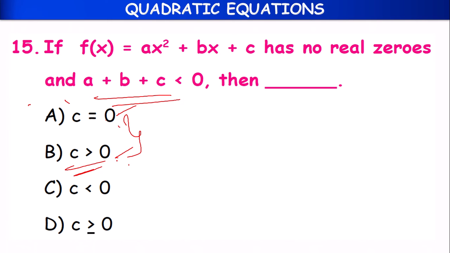As A and B options are wrong, equal to 0 wrong, greater than 0 wrong, greater than or equal to also will become wrong. So we are left with only one option, that is C less than 0. In this condition, the equation will have no real zeros.